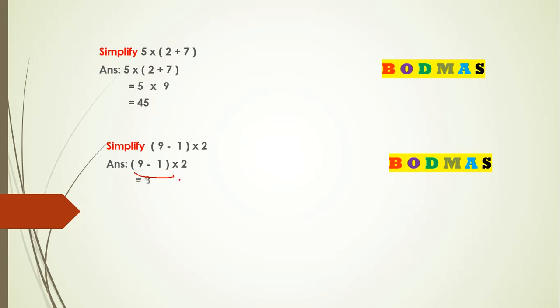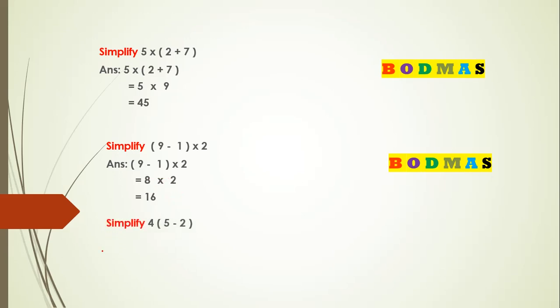So equal sign I wrote, and after solving this I will get it as 9 minus 1 as 8. Rest all I will write as it is, that is into and 2. Now we are left with only multiplication. 8 into 2, 16. 16 is my final answer. Let's take one more problem.